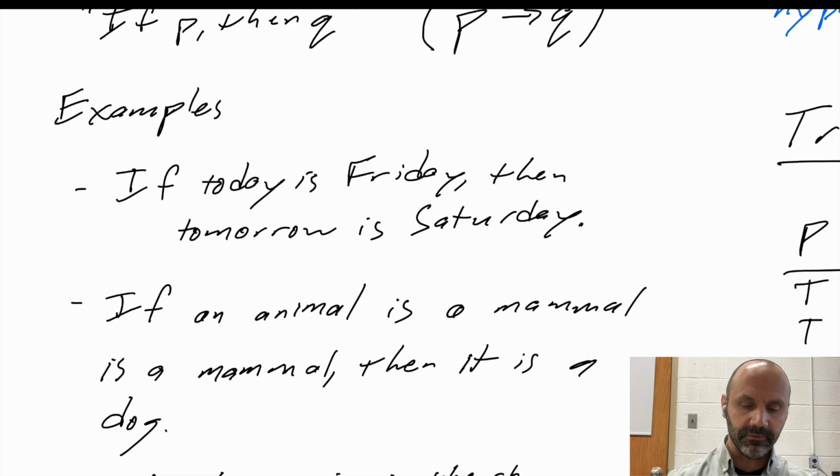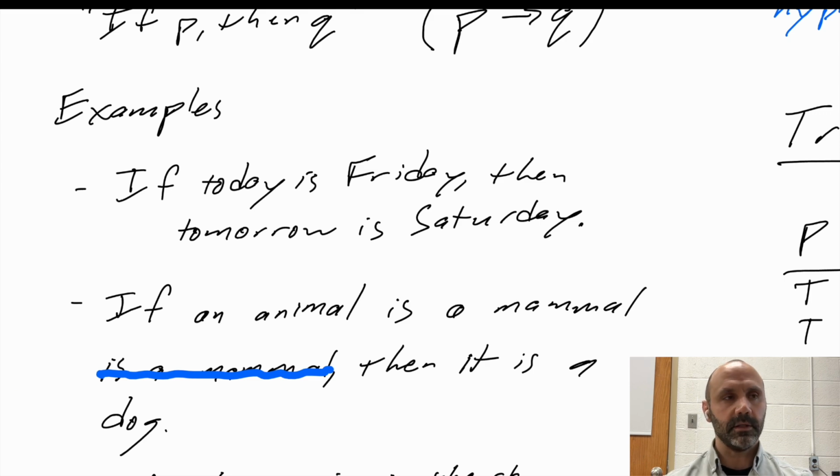Another example would be if an animal is a mammal, then it is a dog. Now think about that for a minute. Don't think about my typo. If an animal is a mammal, then it is a dog. Is that true? No, it's not, right? Because that's kind of like what we say is the promise. Does it deliver on the promise that if it's a mammal, then that implies that it is a dog? No.